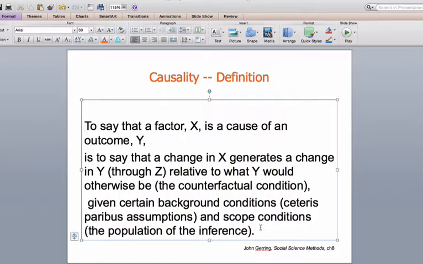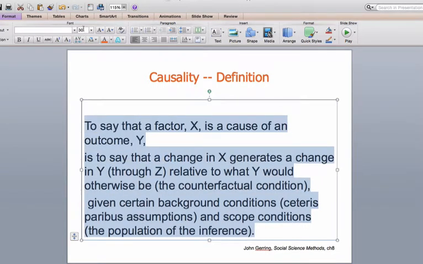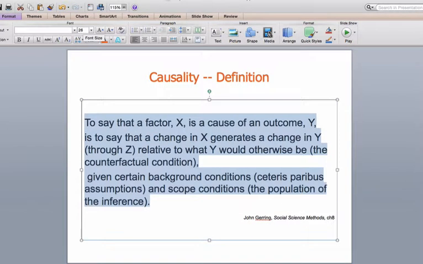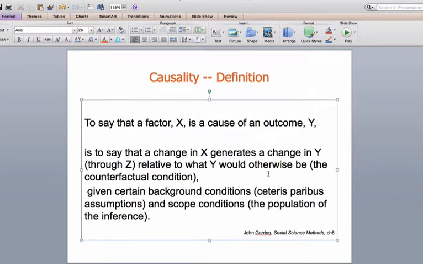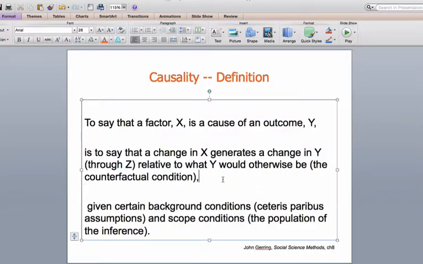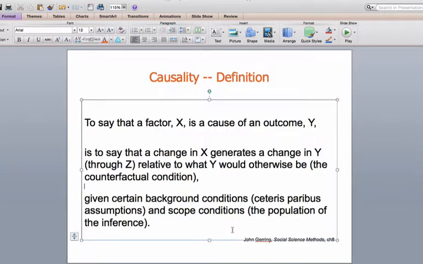So what we can do here is if we make this a little bit smaller, then we have more space to work with. And then we can sort of isolate. This is really the key part. A change in X generates a change in Y relative to what Y would have been otherwise if there had been no X around. So that's really what a cause is. Make things a little bit tighter. And let's get a reference back in here, just at the bottom there.